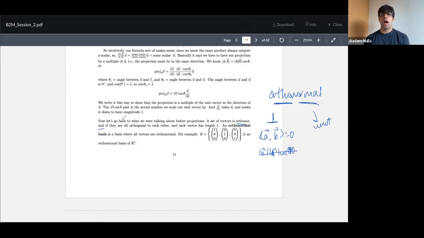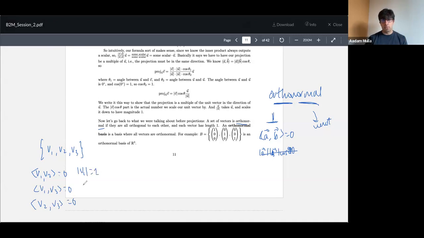So an orthonormal set of vectors is a set of vectors that are all orthogonal to each other. So if I have 3 vectors, v1, v2, and v3, and they're orthogonal first, that means that v1 and v2, their inner product is 0, v1 and v3, their inner product is 0, and then v2 and v3. So all possible combinations are 0. If it's additionally orthonormal, that means that the magnitude of each of my vectors is 1. Okay, so they're all unit vectors. An orthonormal basis is just a basis that is orthonormal, where all the vectors are orthonormal to each other.